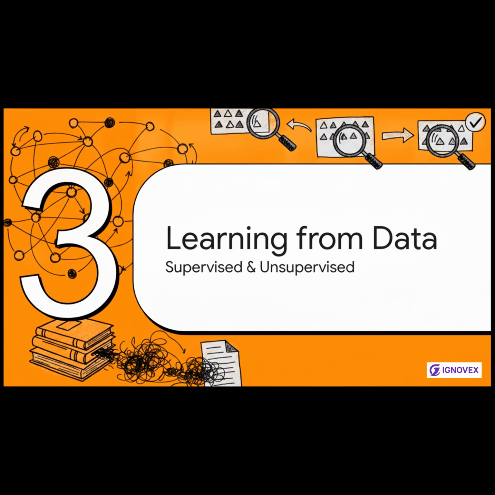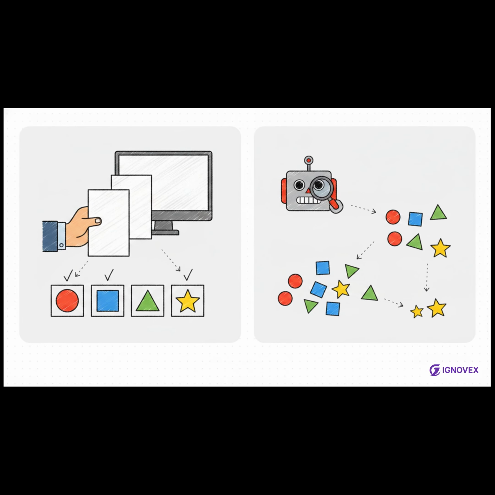Section 3. Learning from data. We're getting into supervised and unsupervised methods. By the time the machine learning era rolled around, researchers realized that language just evolves way too fast for rigid dictionaries.